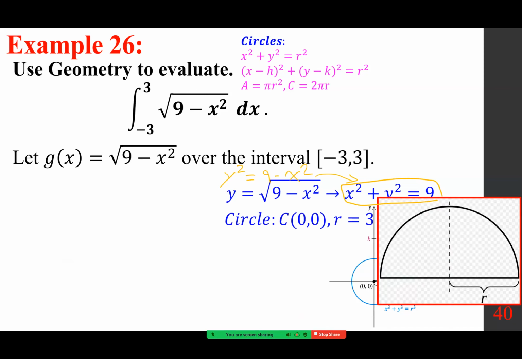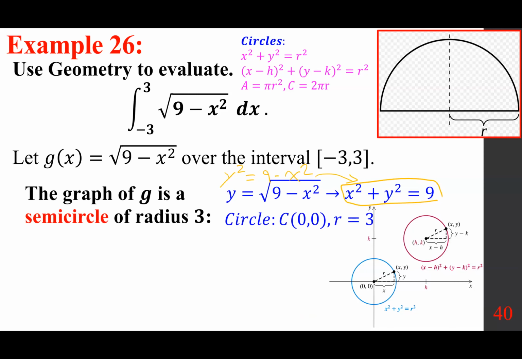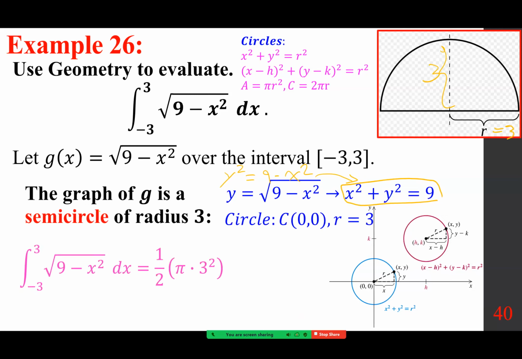So what is the graph? The graph looks like that, a semicircle of radius 3. Therefore, pi r squared is the area of a circle, and we want half of pi r squared because it's a semicircle where the radius is 3. So 9 pi over 2 is the exact answer.